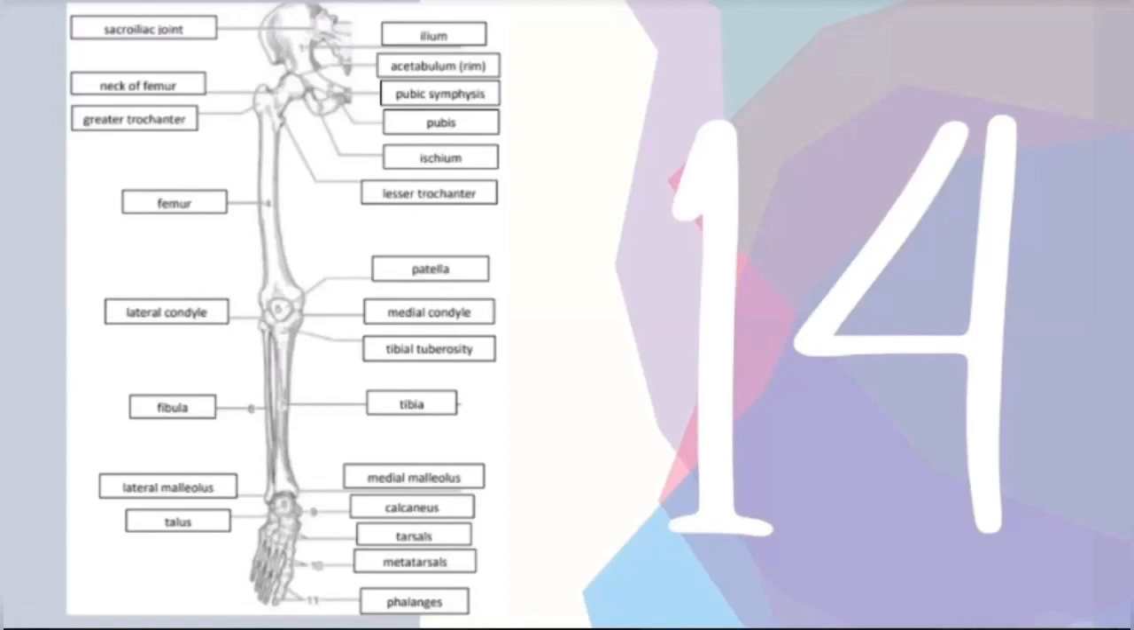Next is the medial malleolus. It is felt on the inside of your ankle and is part of the tibia's base, so it forms the support for the inner side of the ankle joint.